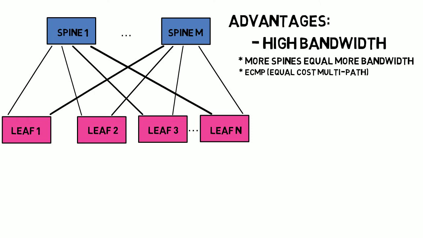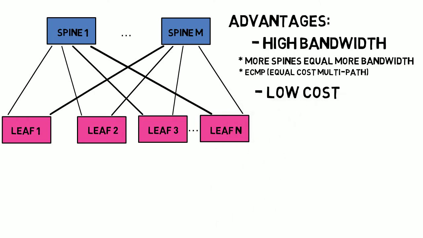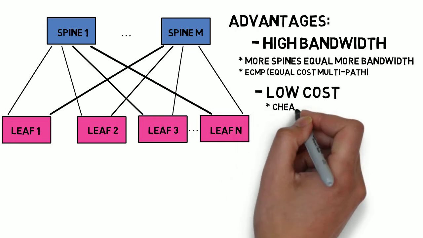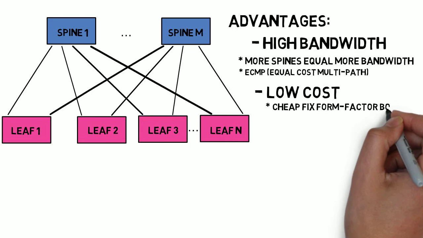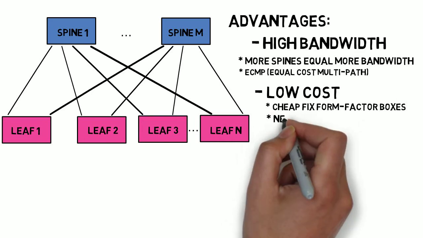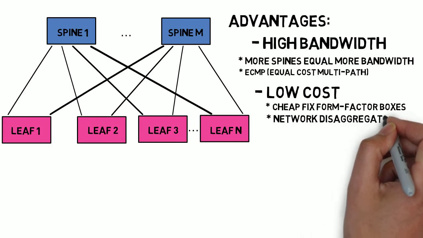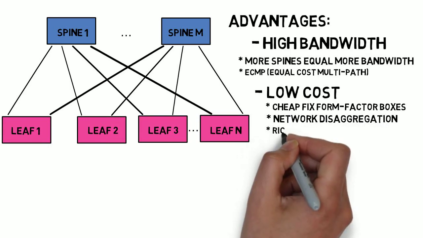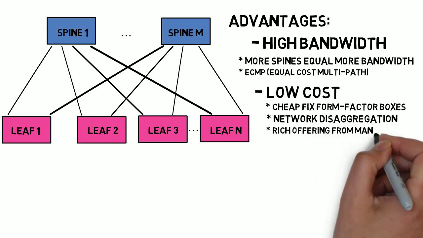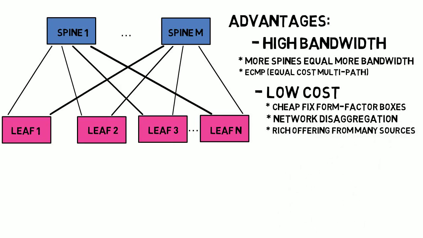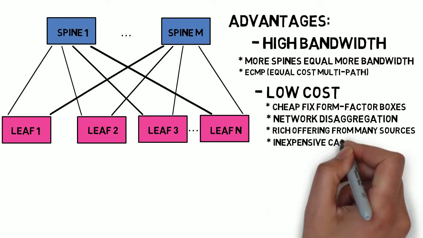This is low cost because each of those individual boxes can be quite small, which means you can buy them as fixed unit boxes, which are always cheaper than chassis boxes. Given the network disaggregation movement that came about, you can buy these from different vendors, not just the traditional vendors. The second thing is, because of the network disaggregation movement, the cabling that you use between these switches is also something that you can buy for a far lower price than you could before.